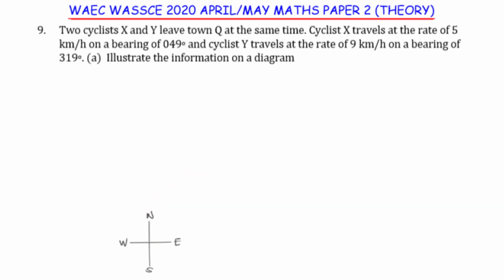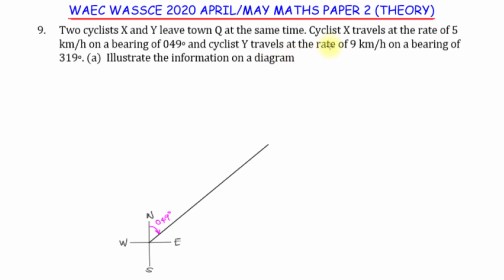So we can just take our bearing from north, and this is 049. We take that bearing to go somewhere like this, and this is where cyclist X will be. So that is the first thing we need to do.